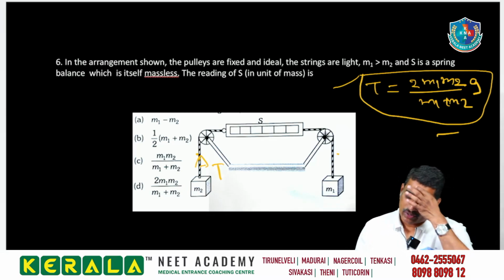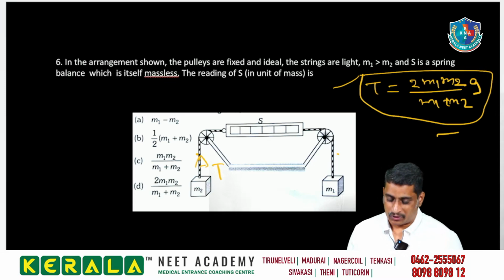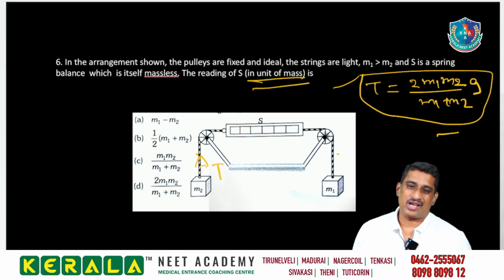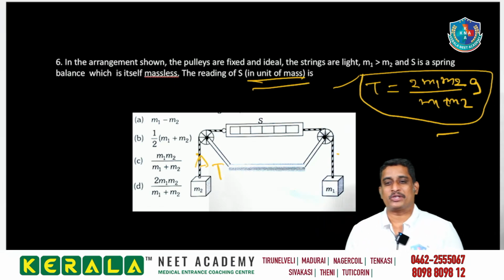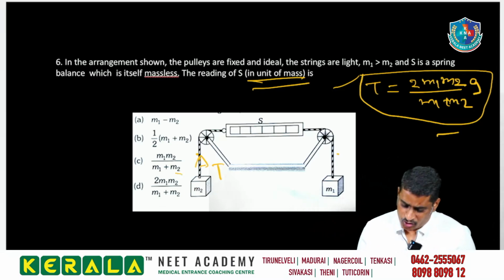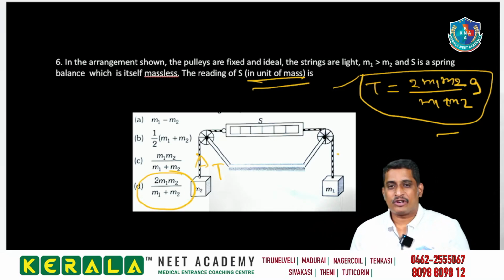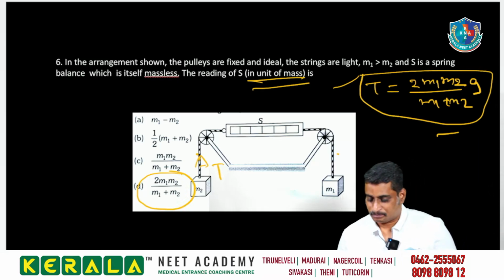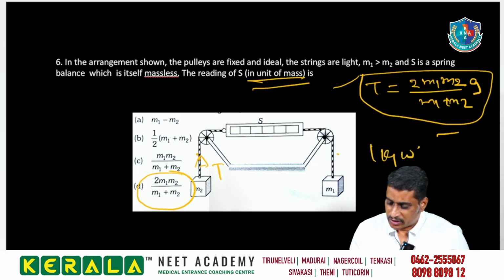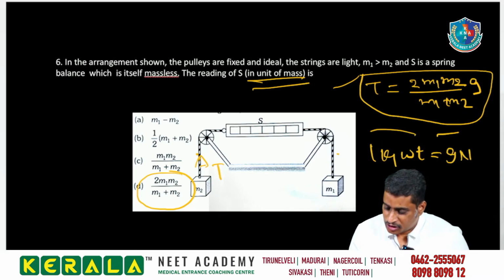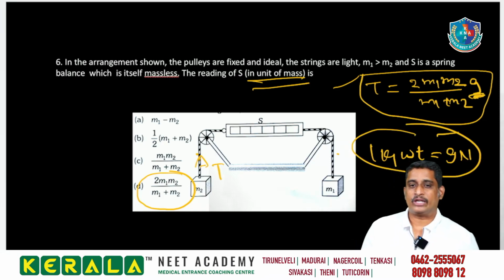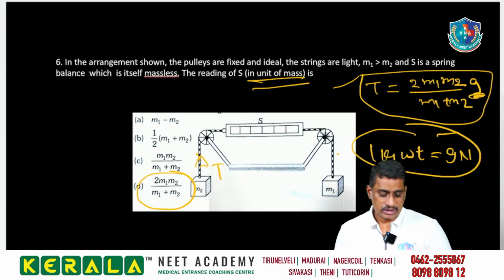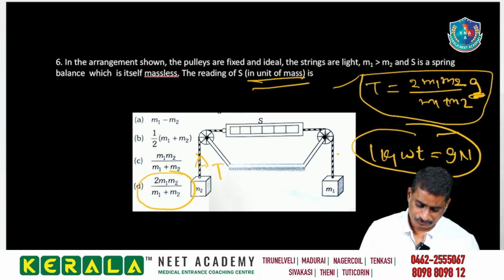But in this particular question, they are asking us to express the reading in units of mass, that is, in kilogram weights. Therefore, the reading of the spring balance will be given by 2m1m2/(m1 + m2), because 1 kilogram weight is equal to g newtons. This g newtons you can replace with kilogram weights. Therefore, the tension becomes 2m1m2/(m1 + m2). That is the reading of the spring balance.